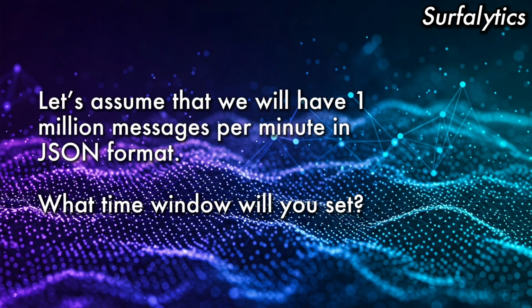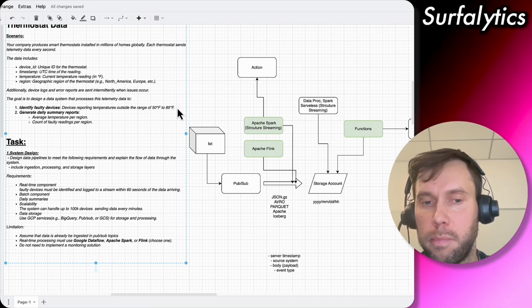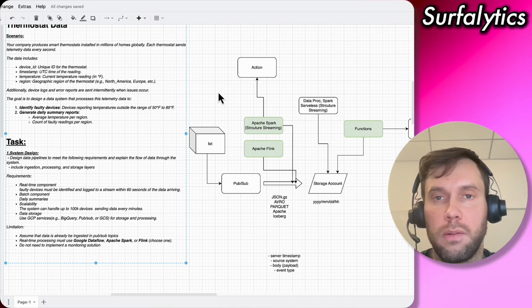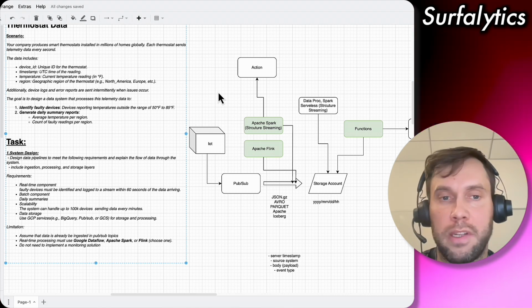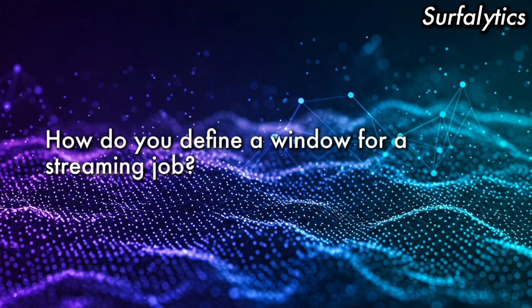Let's assume that we will have 1 million messages per minute in JSON format. What time window will you set? 1 million events per minute. For me, it's nothing crazy, 1 million events. 5 minutes should work. How do you define a window for a streaming job?